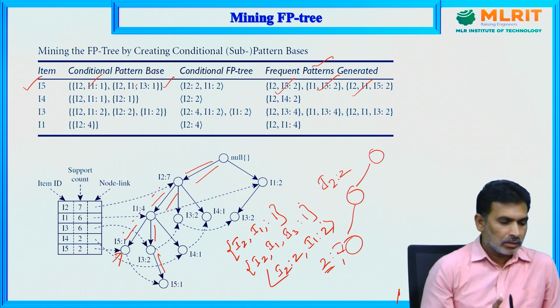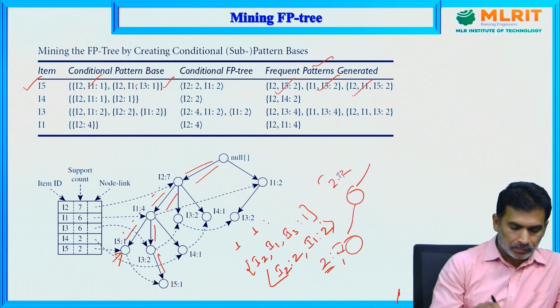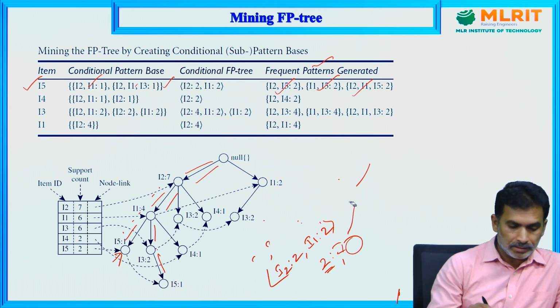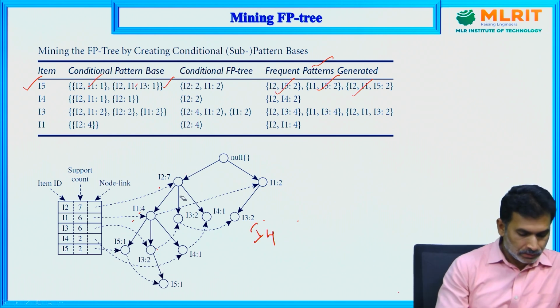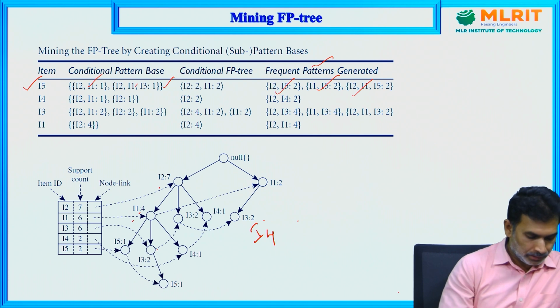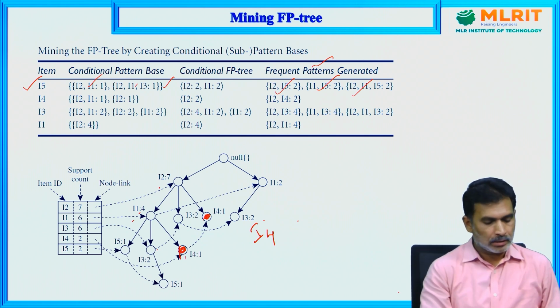Similarly, for I4, let us see how we can find the conditional pattern base and construct the conditional FP tree. Here the paths that reach I4 need to be considered. Where is I4? This is an I4, and this is another one. These two are the I4.